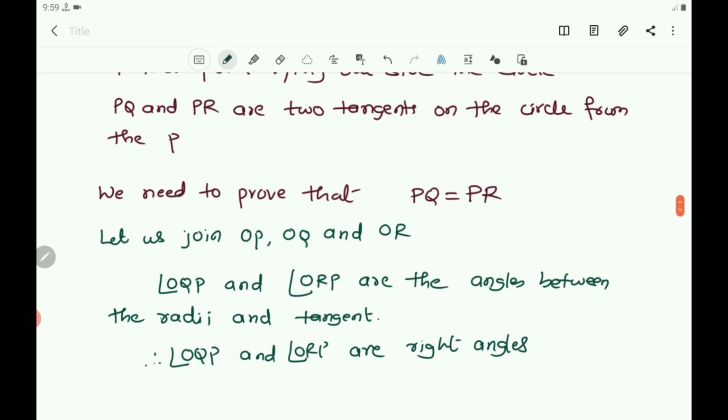Here you give the reason, that is theorem. Read the previous theorem, that is theorem 1, previous theorem.